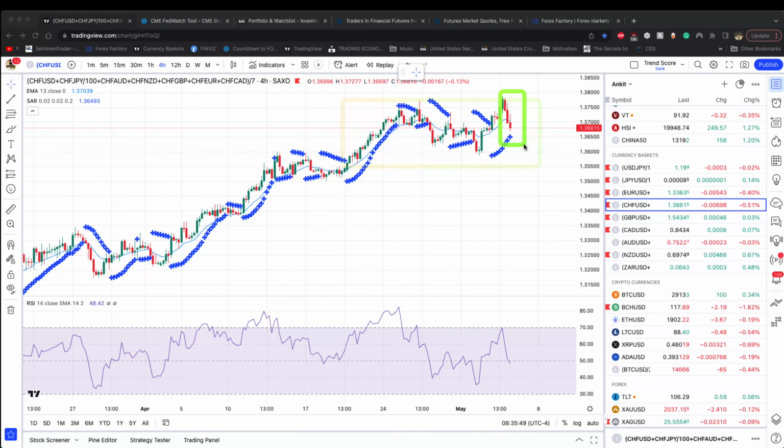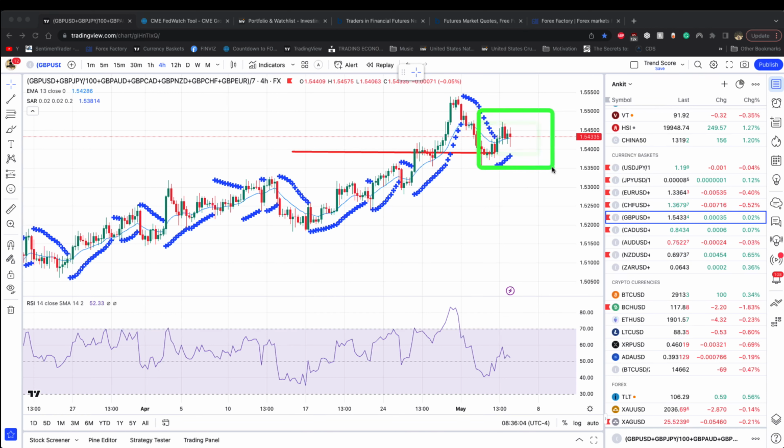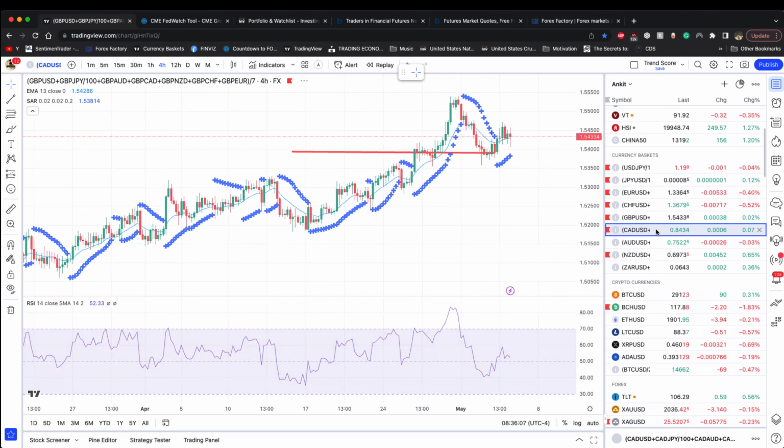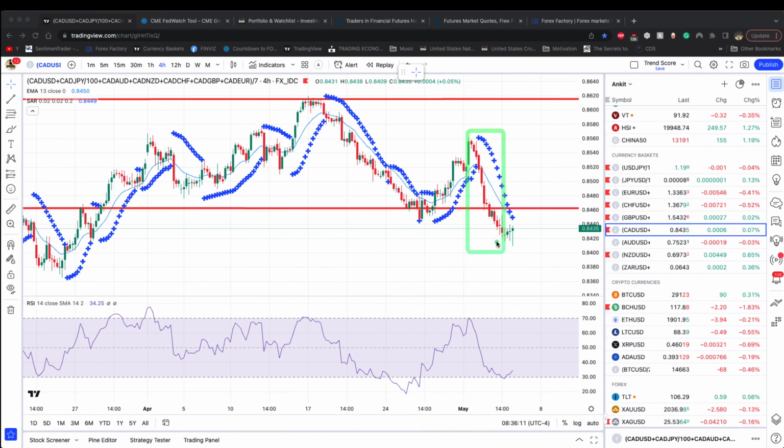But right now we can see that both the euro and the Swiss franc are pulling back a little bit here. Now let's go with the euro, the Canadian dollar, and the British pound. British pound is where we have seen more money going in, but right now it is not the one that's moving a lot here. The Canadian dollar, this got destroyed right here.